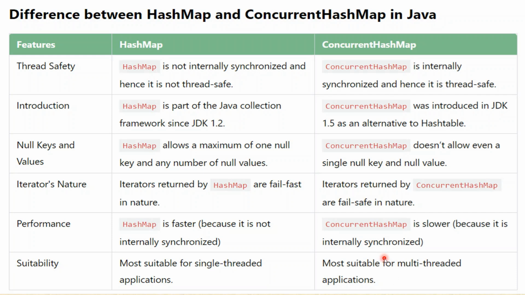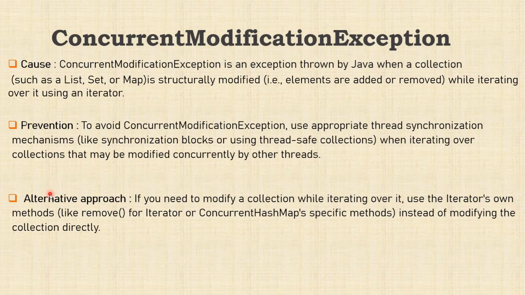Let's understand the concurrent modification exception: cause, prevention, and alternative approach. So, the cause: ConcurrentModificationException is an exception thrown by Java when a collection, such as a list, set, or map, is structurally modified, that is, elements are added or removed. When you add or remove at that time, you will get the concurrent modification exception.